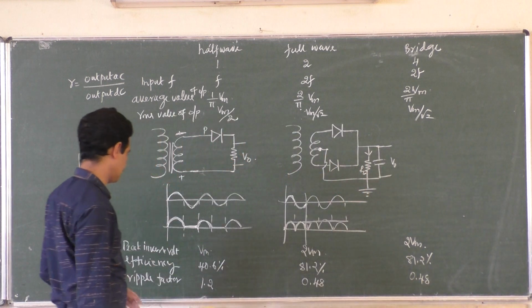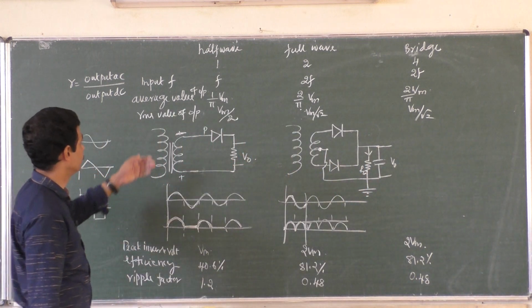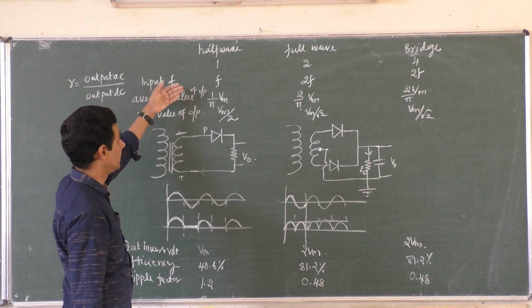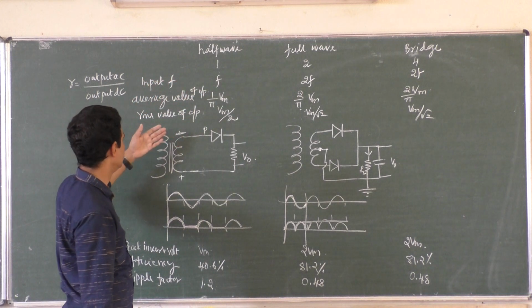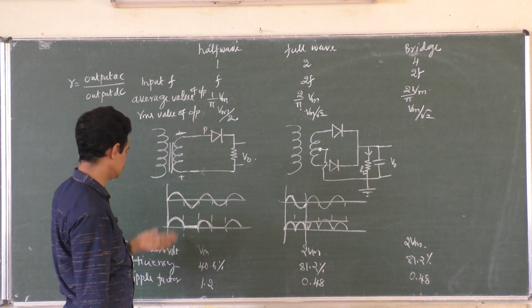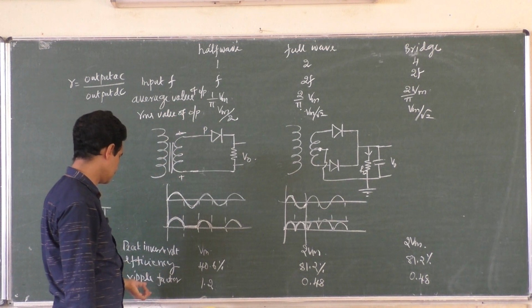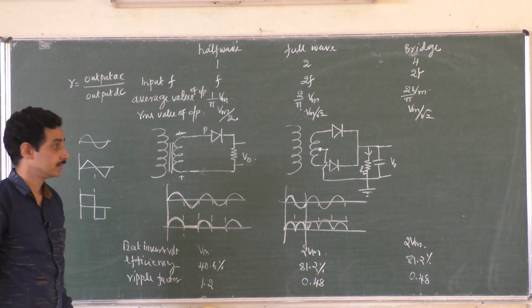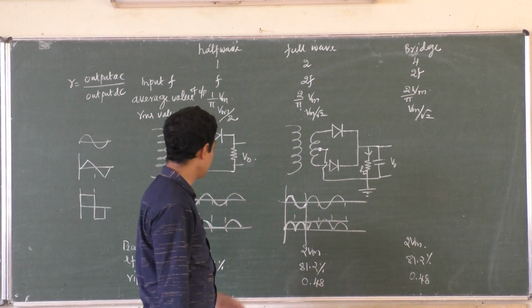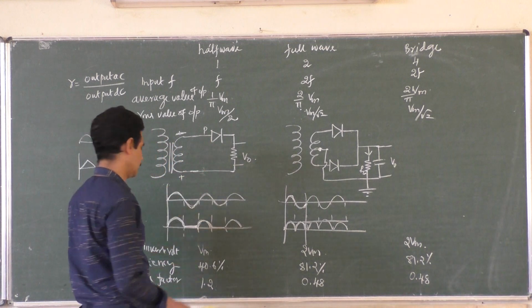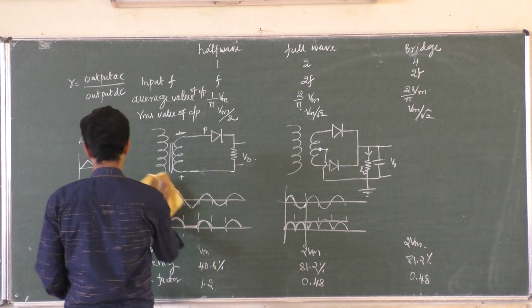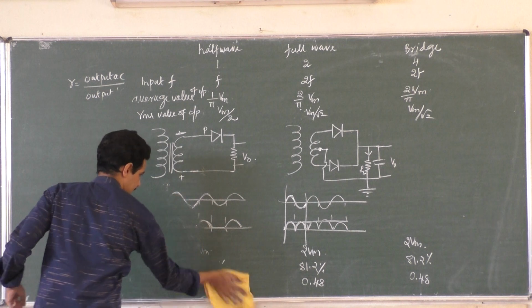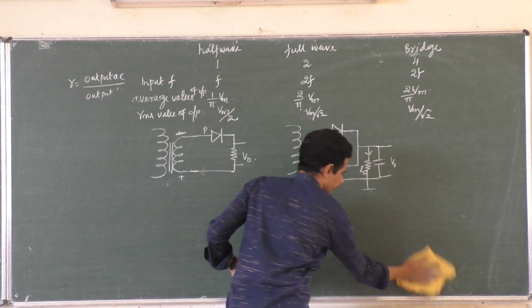I think I have not left anything here. More important are the input frequency, number of diodes, RMS value, and peak value. Then efficiency and ripple factor; efficiency is important. So that is about the rectifiers. Yesterday I told you what the output will be if you reverse the diode. Now we will go to the digital part, digital electronics.